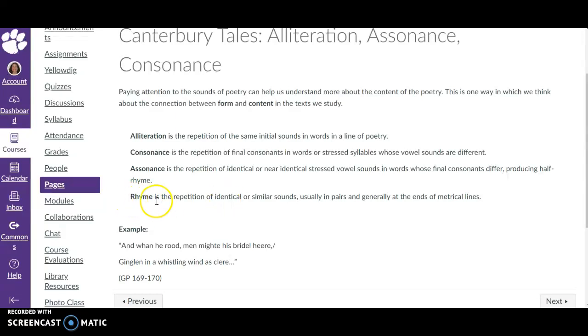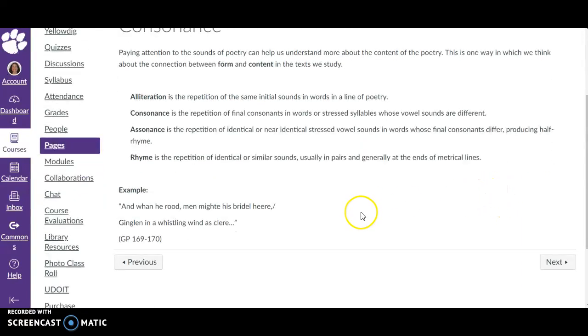And then rhyme is the repetition of identical or similar sounds, usually in pairs and generally at the end of a line of poetry. All of the Canterbury Tales are written in rhyming couplets, which means that there are two lines that rhyme with each other, followed by another two lines that rhyme with each other, and so on. And I have one of those couplets right here. This is from the general prologue. And I don't have the Babel page number right here. I apologize, but it's from the general prologue section of the reading that you did for the Canterbury Tales, except you did not read these particular lines, which are about the monk.